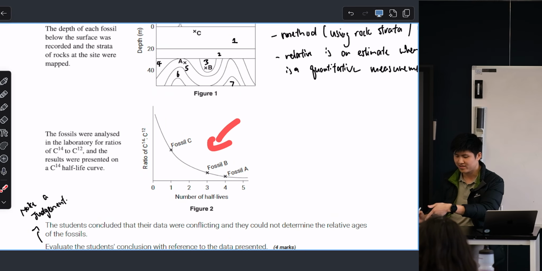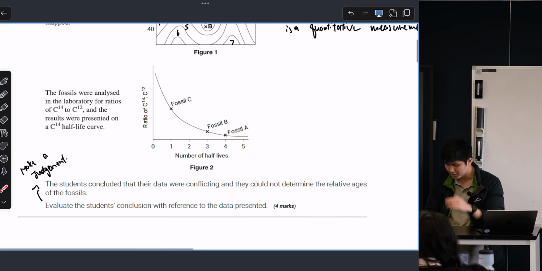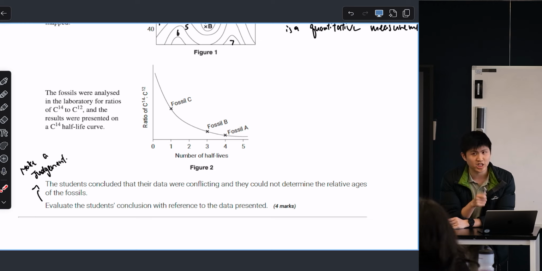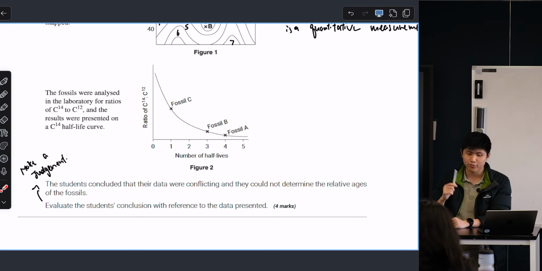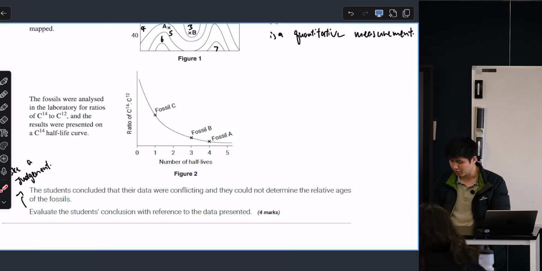And then, yeah, this second graph is very clear, right? C, B, A in terms of age, right? So we're given an evaluation question. It's actually worth 4 marks. That's quite a few marks. Now, on top of making our judgment in our evaluate, we have to provide reasons to support our judgment, right? So a few reasons, maybe 3 reasons, and then our concluding statement should get us 4 marks, right?